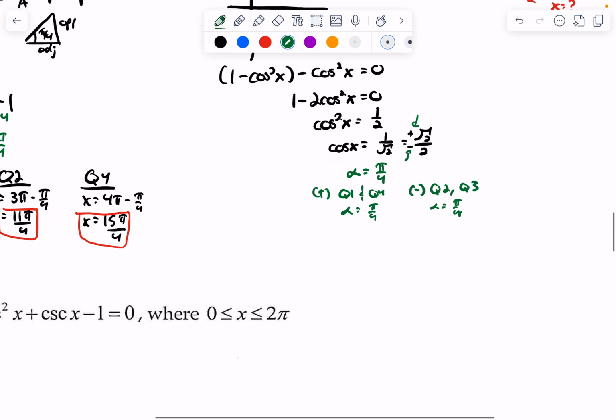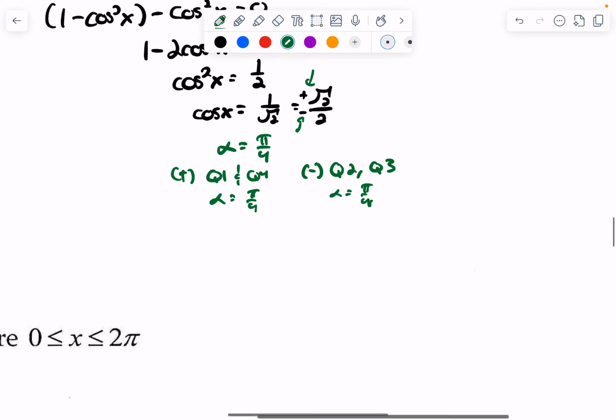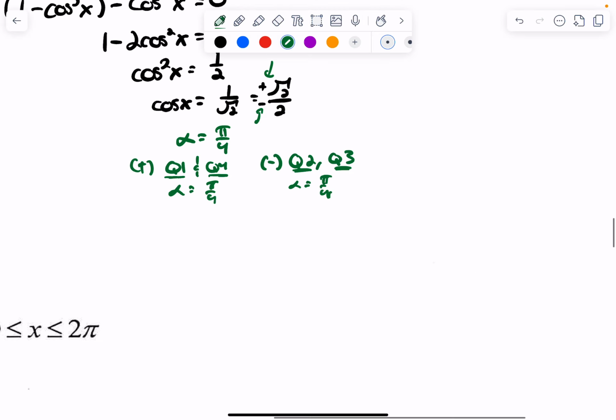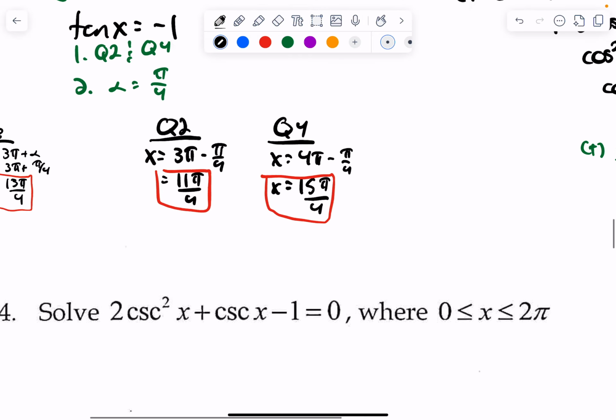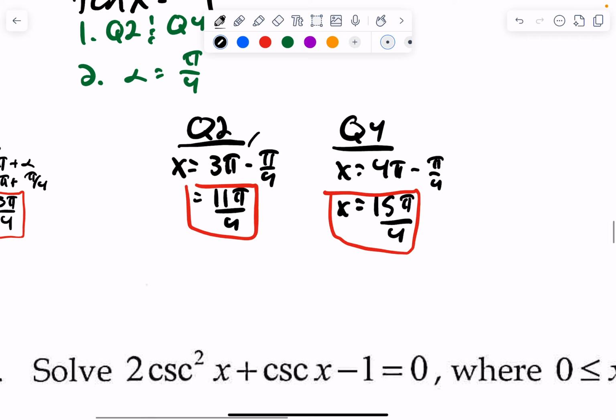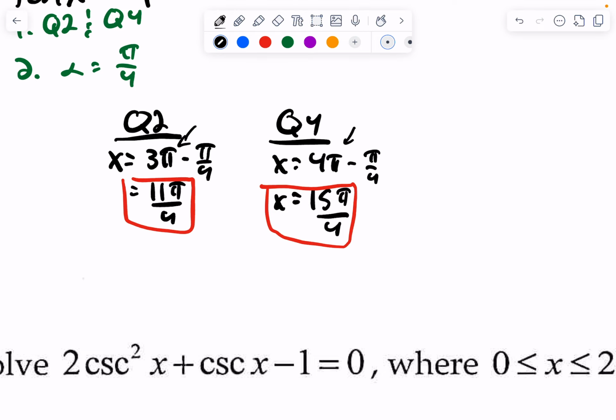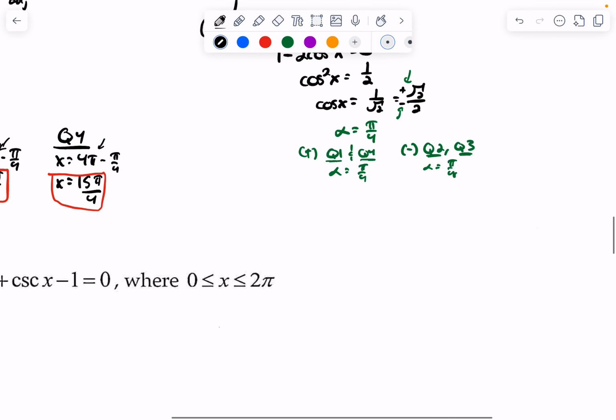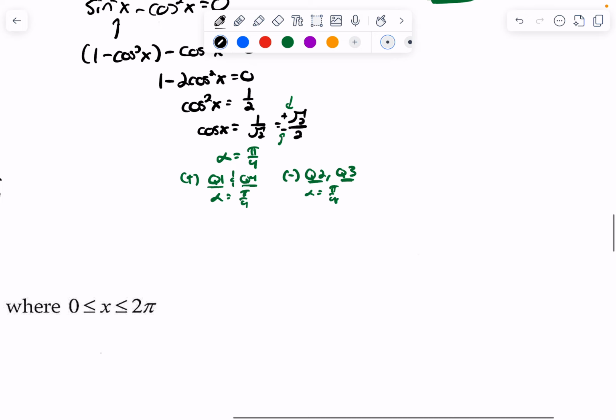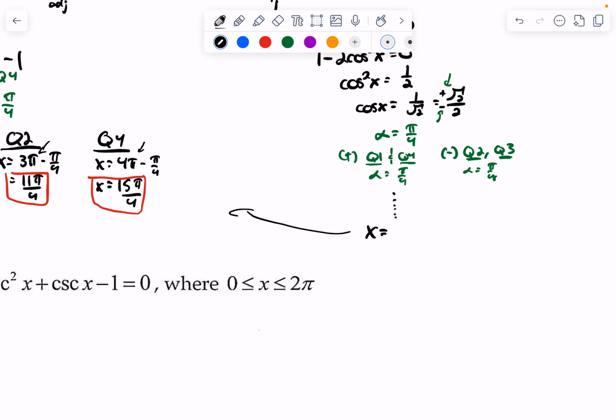All of your quadrant evaluations here are just going to be using the same things we did here, where your solution in quadrant 2 is going to be 3 pi minus that pi over 4. Quadrant 4 is going to be 4 pi minus that pi over 4. So you're going to get the same solution here. If you go through all the steps, you're going to get the exact same x values that you just got right here.